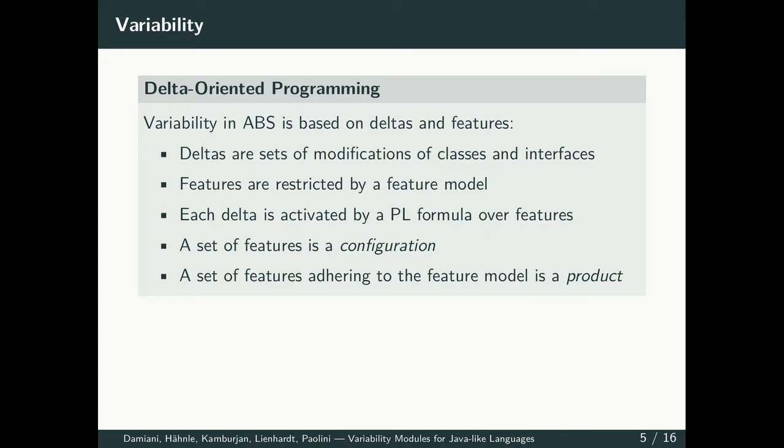The feature model is restricted by some kind of feature model, and we just assume a propositional logic formula here, and similarly each delta is activated by a propositional logic formula for features. So if I give you a set of features, I can evaluate whether it fits the feature model or not, and I can check which delta I have to apply. So if I have just some set of features, I call it a configuration, but if the set of features is adhering to the feature model of the product line that I'm talking about, then it's called a product.